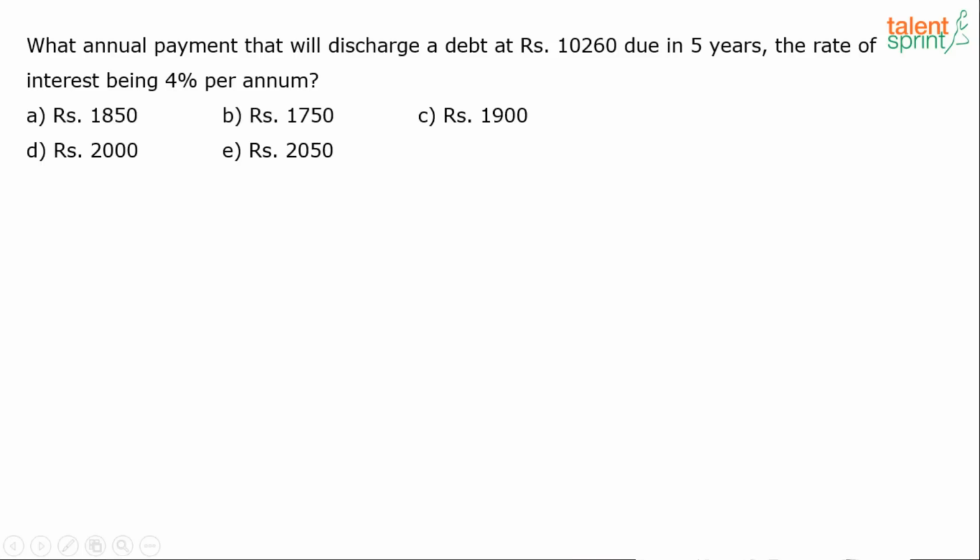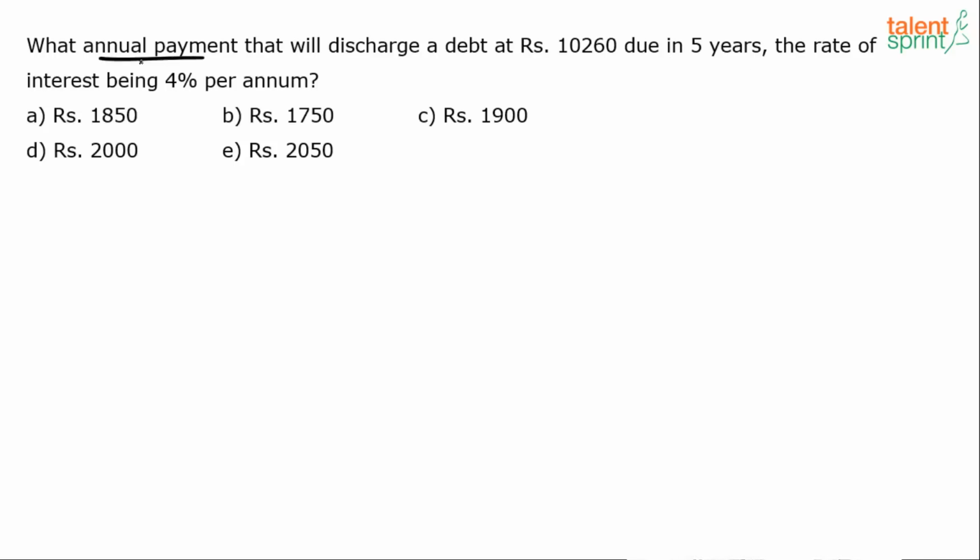Okay, here we go. This question is on annual payment, right? Or what is called the equated annual installments or equated monthly installments. So what does the question say? What annual payment will discharge a debt of rupees 10,260 due in 5 years, the rate of interest being 4% per annum? It is a simple question, right?